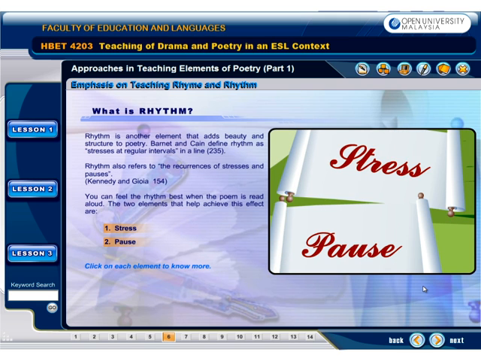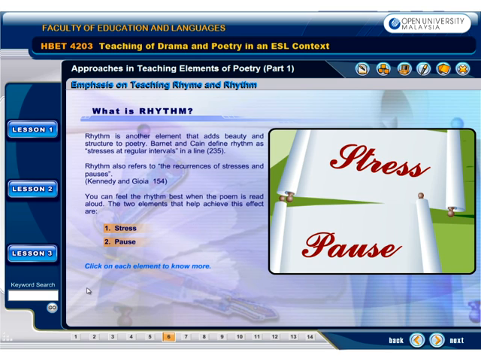Rhythm is another element that adds beauty and structure to poetry. Barnett and Kane define rhythm as stresses at regular intervals in a line. Rhythm also refers to the recurrences of stresses and pauses. Kennedy and Gioia. You can feel the rhythm best when the poem is read aloud.